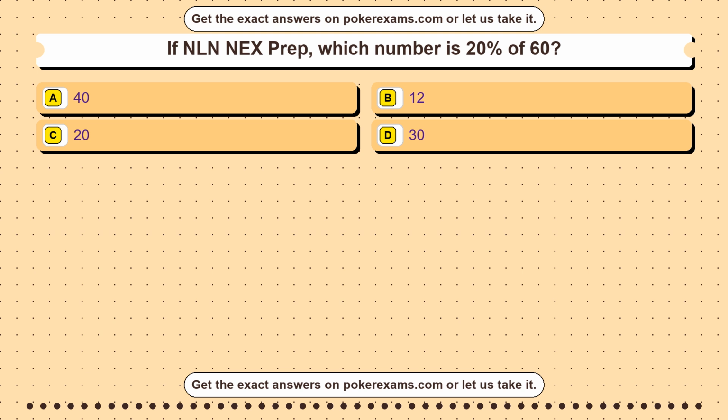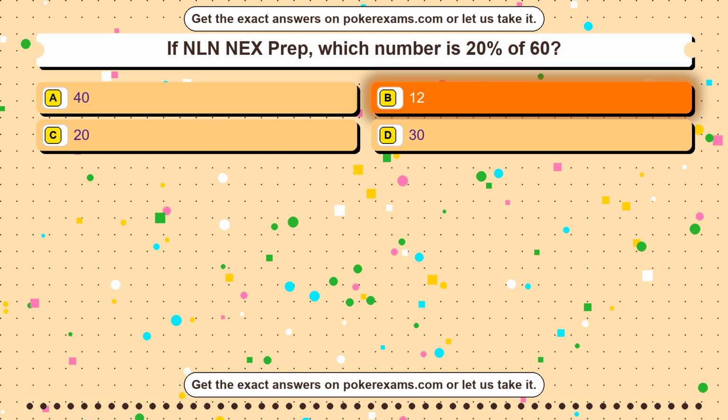Question 40. If NLN NEX Prep, which number is 20% of 60? Option A, 40. Option B, 12. Option C, 20. Option D, 30. The correct answer is option B. 12.